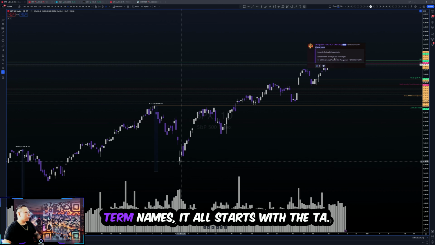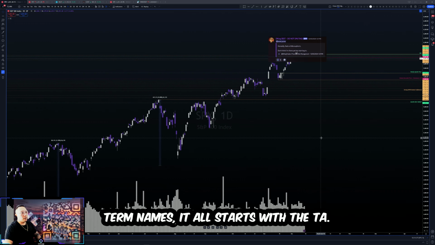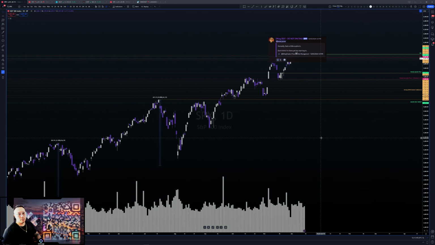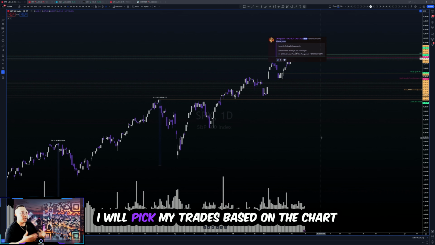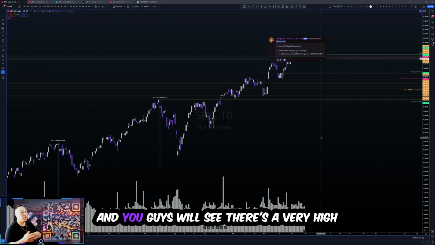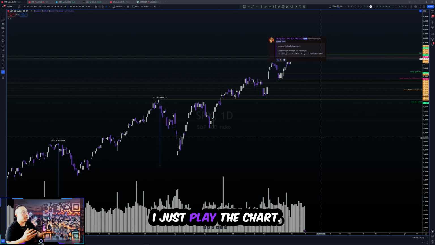So when you're picking these long-term names, it all starts with the TA. Look, I don't care what anyone says. It all starts with the chart. I will pick my trades based on the chart, and you guys will see there's a very high win rate with everything that we took. I just play the chart.